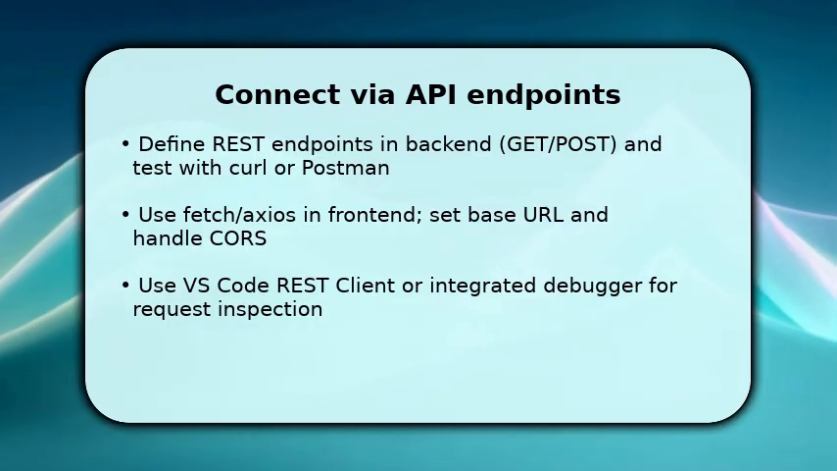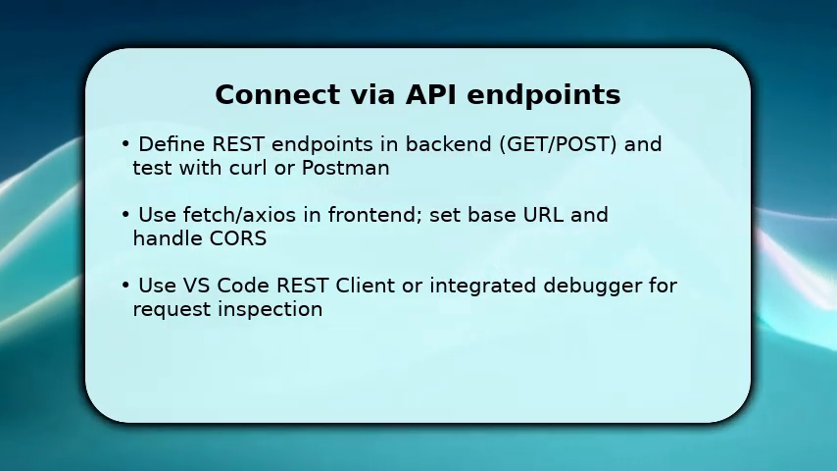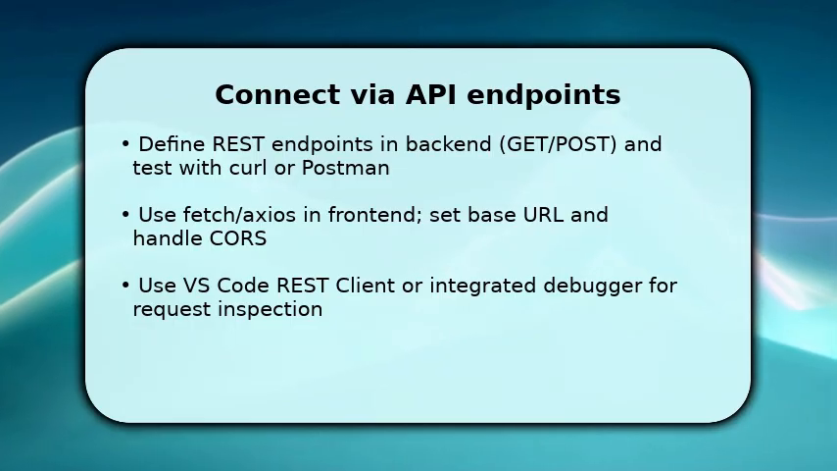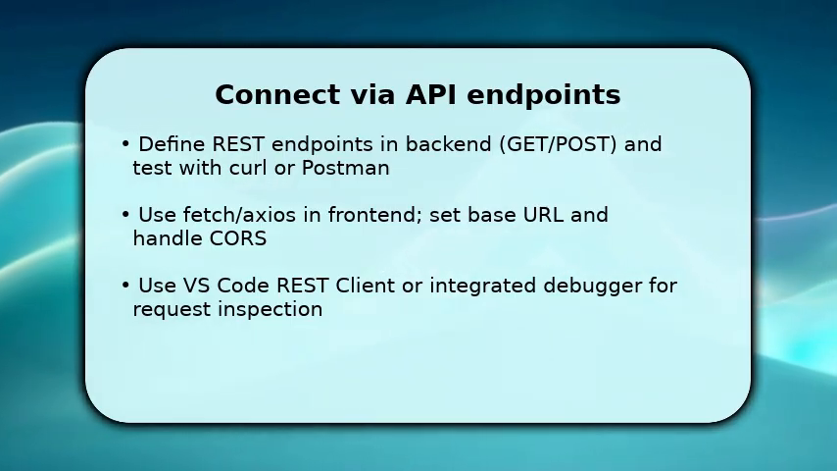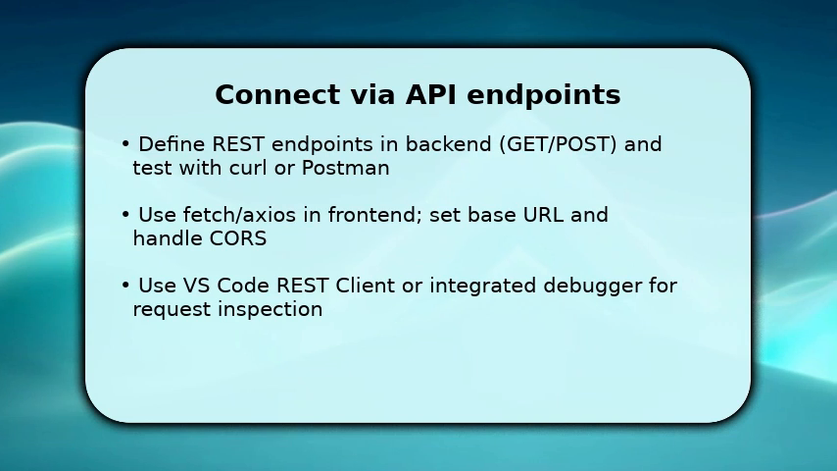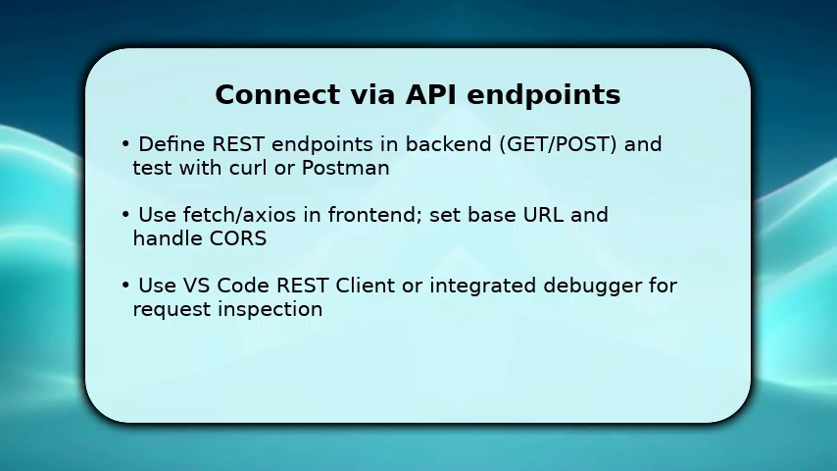In the frontend, use fetch or Axios with a consistent base URL and validate responses. Make sure to test endpoints with curl, Postman, or VS Code REST Client so you can iterate and fix request/response shape before wiring UI logic.